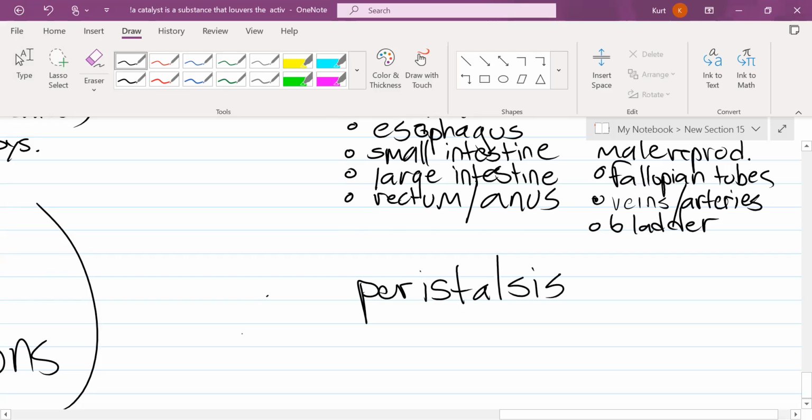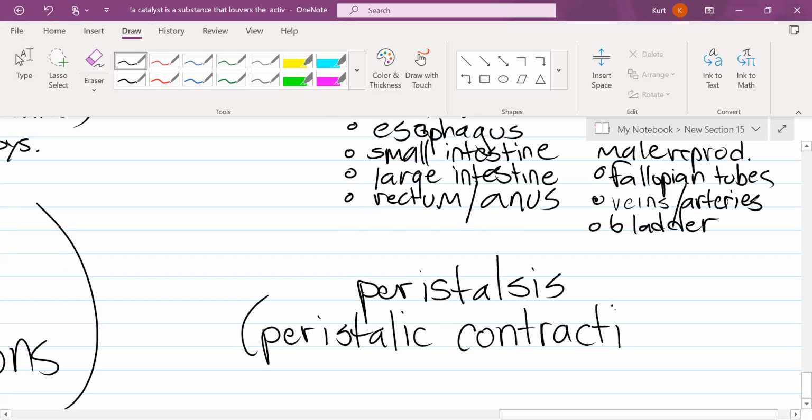If you wanted to describe the contractions, we call them peristaltic contractions. I'm going to show you videos of peristaltic contractions in the small intestine. I'll try to find the esophagus if I can, but it's not easy to find.